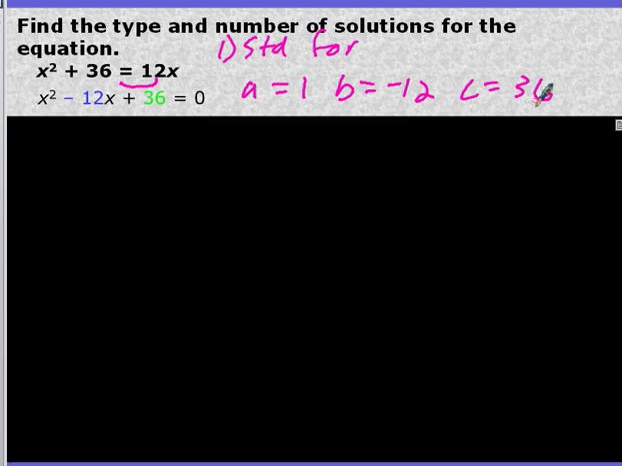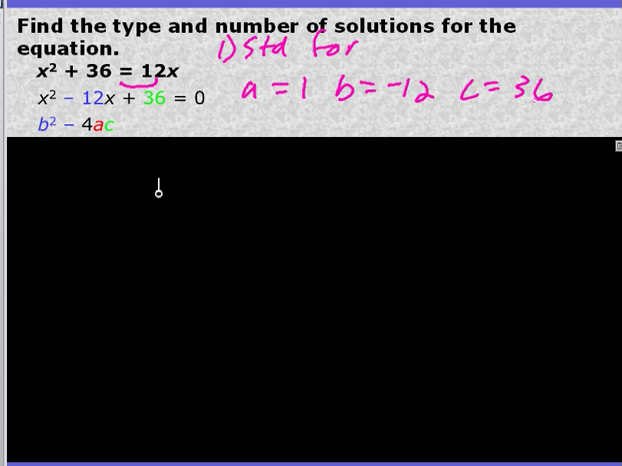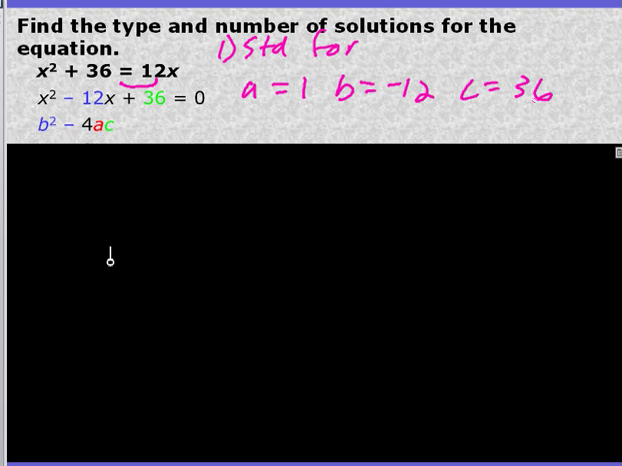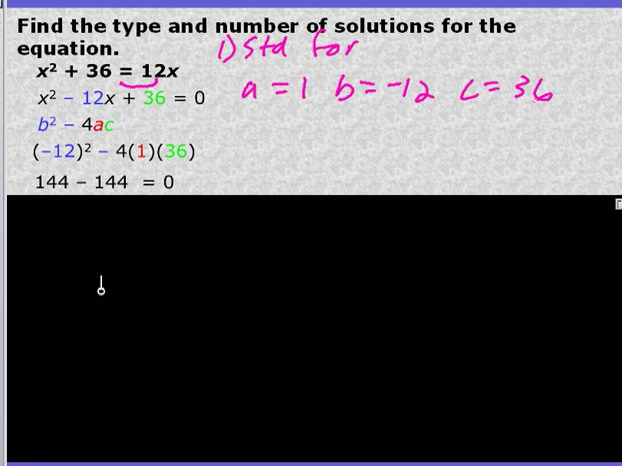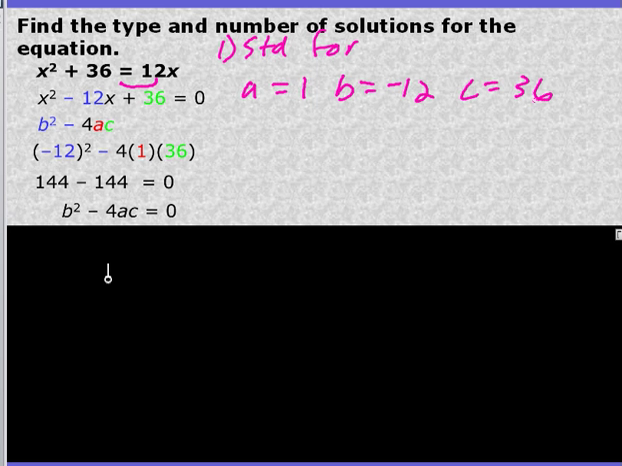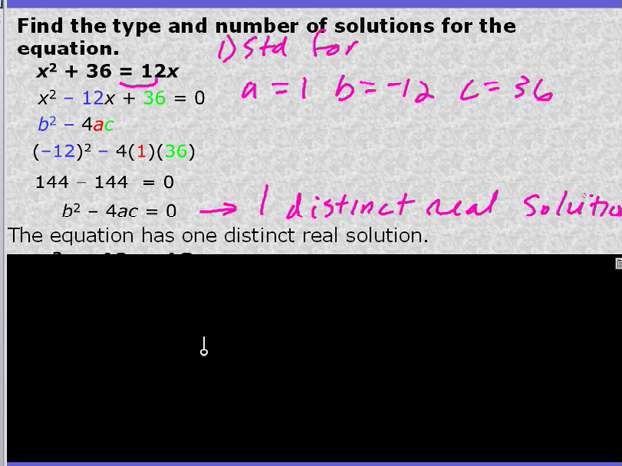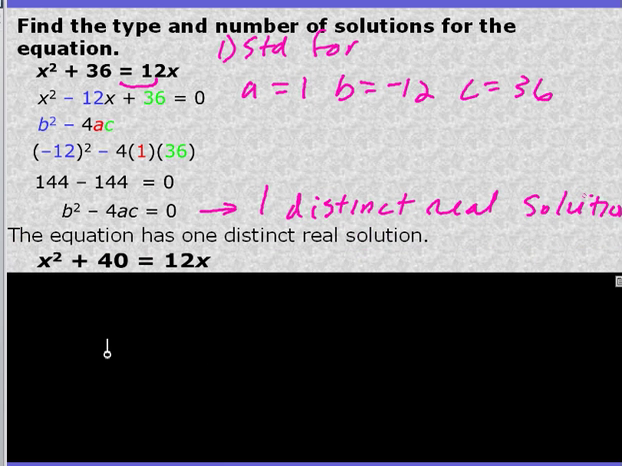So I'm going to plug it just into the part underneath the square root, which is b squared minus 4ac. So if I plug the b and the a and the c into that, I end up with 144 minus 144, which is going to be 0. The rule says if b squared minus 4ac equals 0, we're going to have one distinct real solution. And that would be our answer.